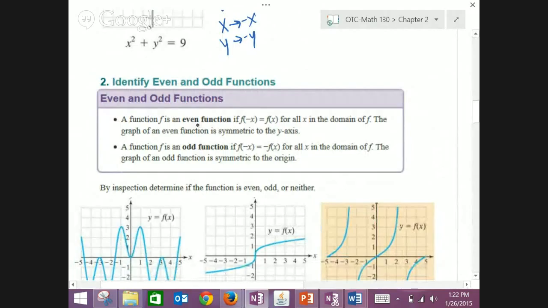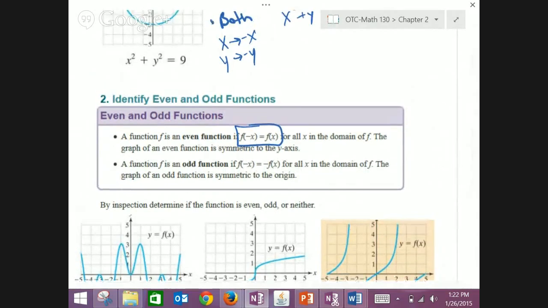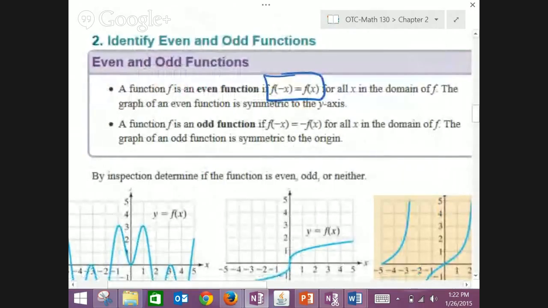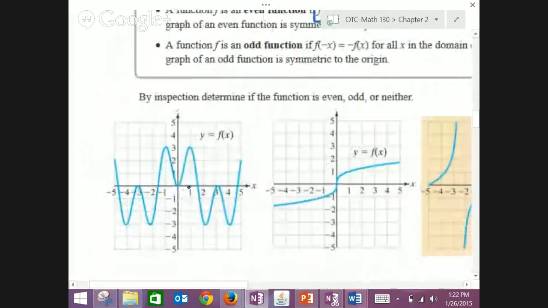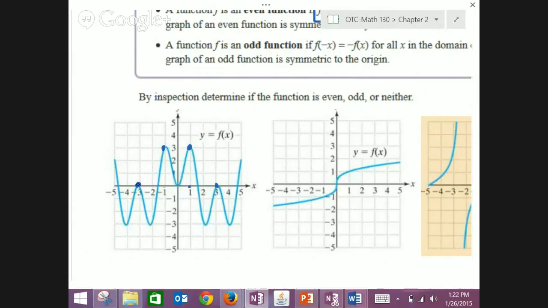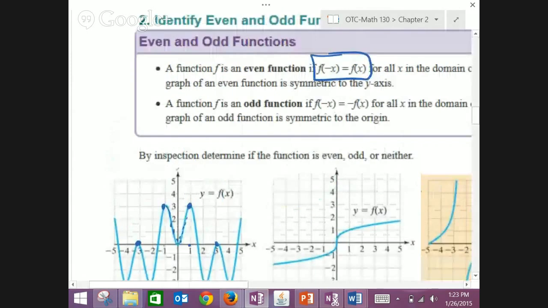So an even function is going to meet the requirement that it's symmetric with respect to the y-axis. That means if I plug in minus x, I get out the original function. And you can kind of see here visually, if I plug in 1, I get out 3. If I plug in minus 1, I still get out 3. If I plug in 3, I get out 0. If I plug in minus 3, I get 0. You can also think of that as if you fold it over long ways, this dotted line is going to match up with this dotted line. The graph is going to mirror itself. So that's what an even function does.